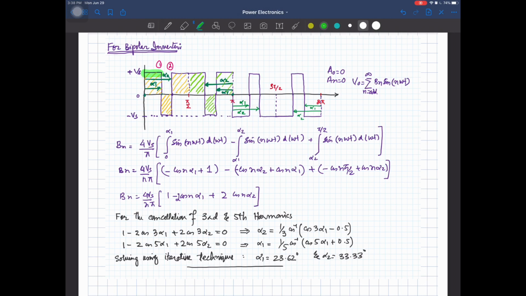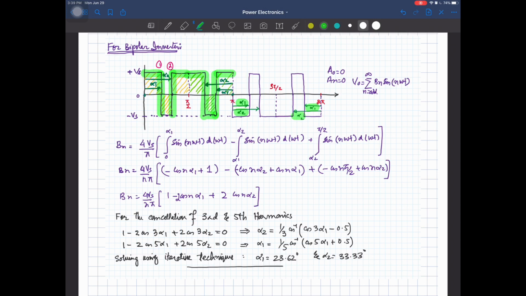So this is our first pulse, first edge. This is our second edge. There are two edges per quarter cycle in this waveform, and they are at the same angle. This edge is at angle alpha 1 and this edge is at angle alpha 2, and the same is there for the second half cycle, the negative half cycle. Okay, so you have the equal angles.